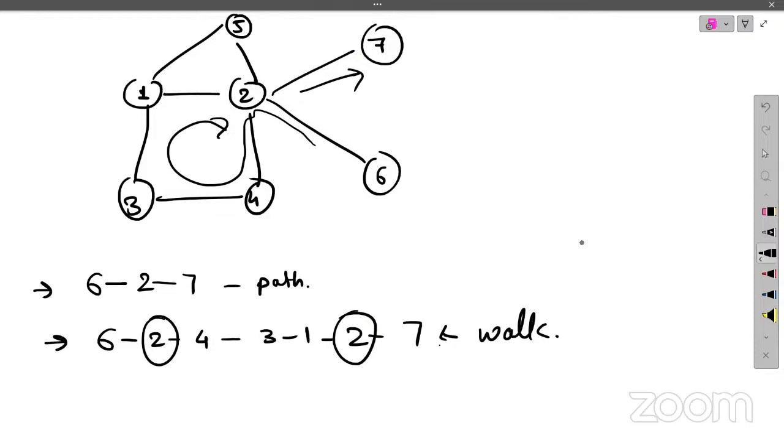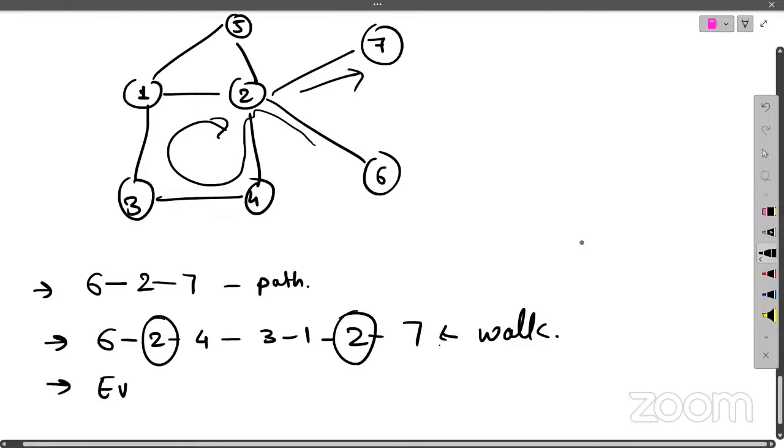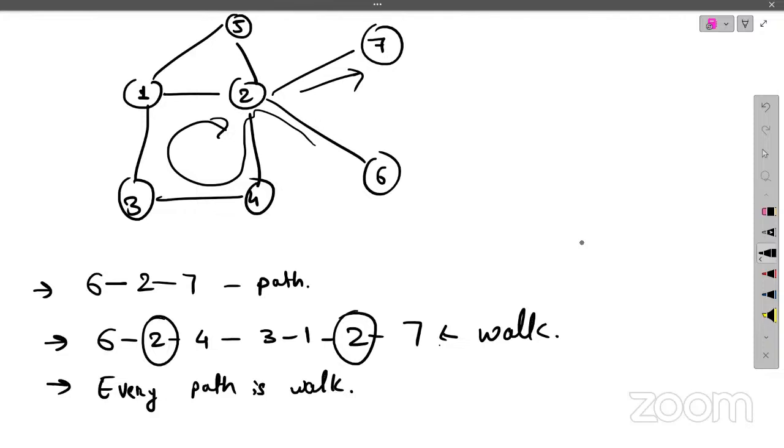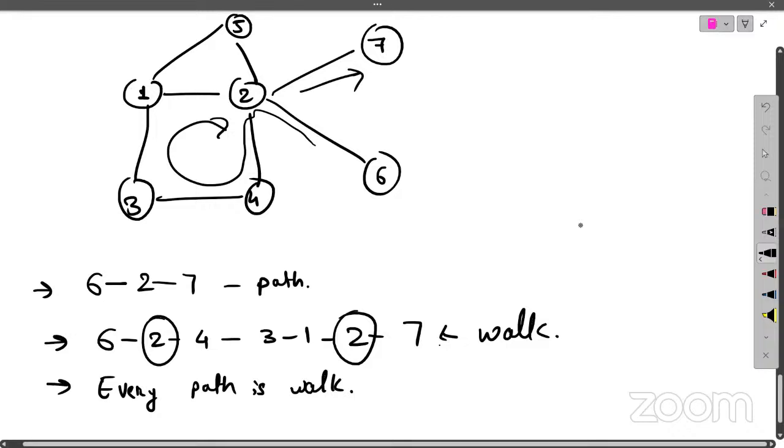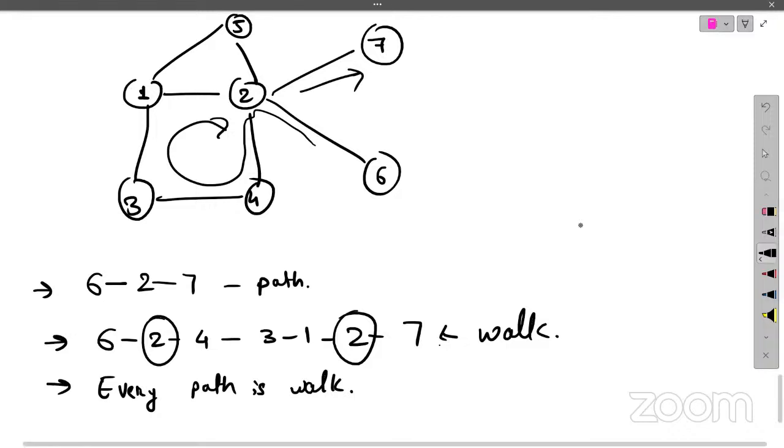Ma'am, so all paths are walks, but all walks are not paths. Yes, you can say that. Every path is a walk, because in a walk we have the freedom that we can repeat a vertex. We can move from that vertex and again come back to that vertex. This is the freedom we have. But in a path, we cannot do that. We have to go in one direction. We cannot repeat that vertex again. Is that clear? Yes, ma'am.